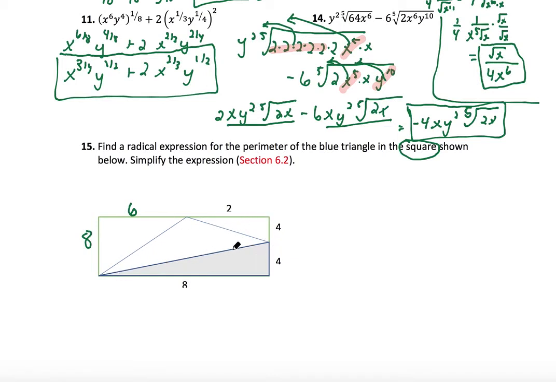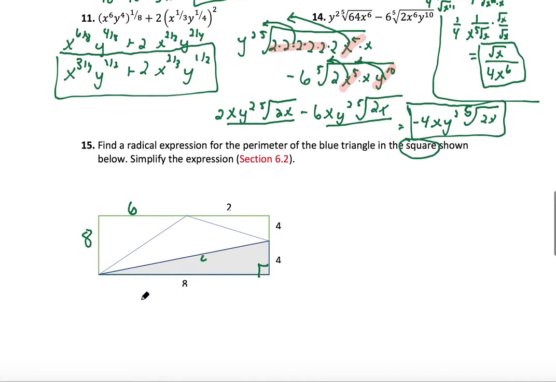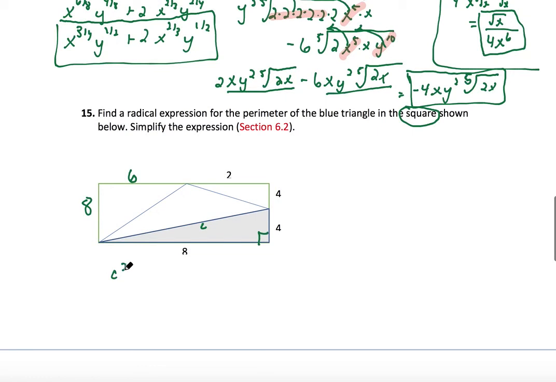So here's the blue triangle. We want the perimeter of this, so we need to find the lengths. Well, if this is a right triangle, we can find the length using the Pythagorean theorem. So this is going to be c. So in our first triangle, we have c squared equals 4 squared plus 8 squared. So c squared equals 16 plus 64. So c squared equals 80.